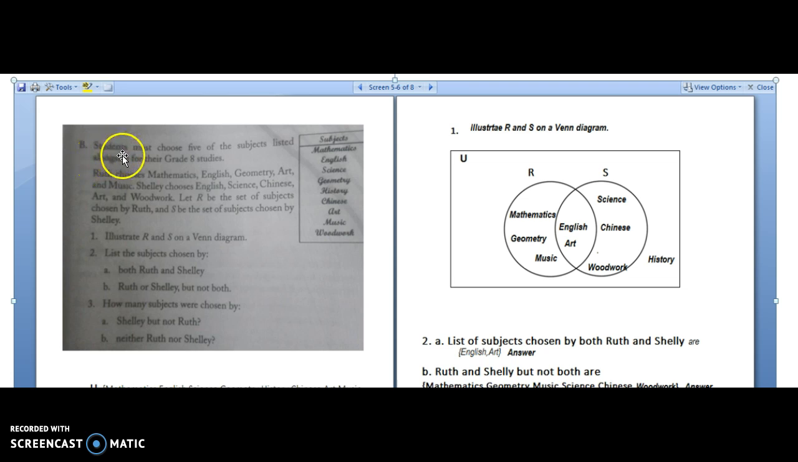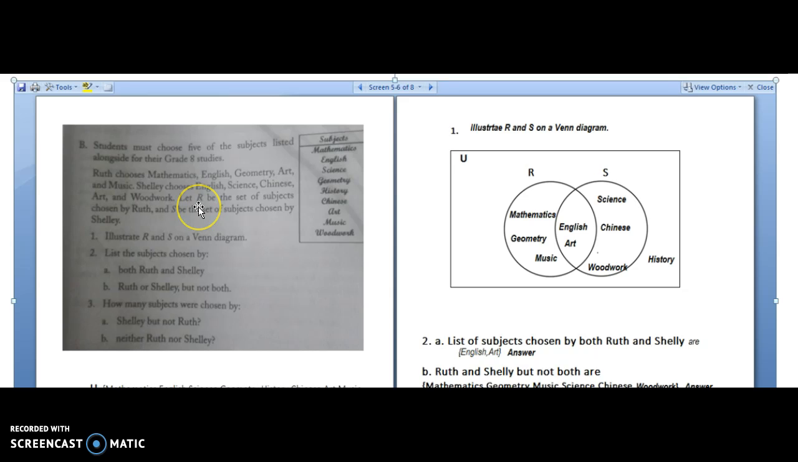Letter B. Students must choose 5 of the subjects listed alongside for their grade 8 studies. Ruth chooses mathematics, English, geometry, art, and music. Shelley chooses English, science, Chinese, art, and woodwork. Let R be the set of subjects chosen by Ruth and S be the set of subjects chosen by Shelley. So here are the subjects. List all the subjects as your universal set.